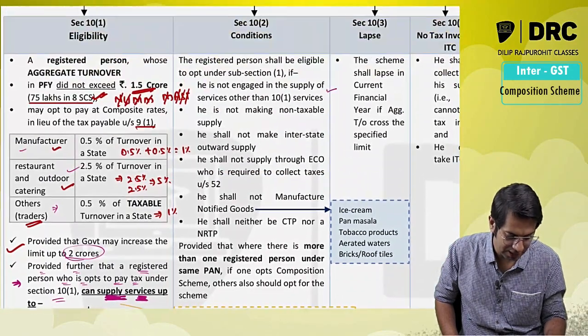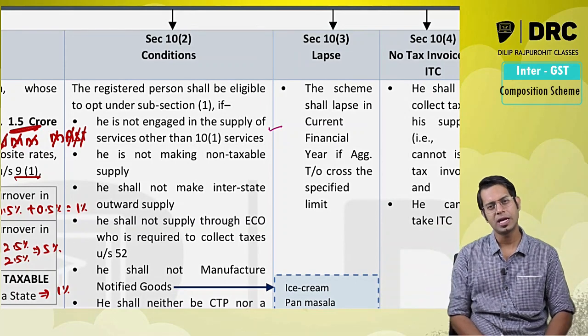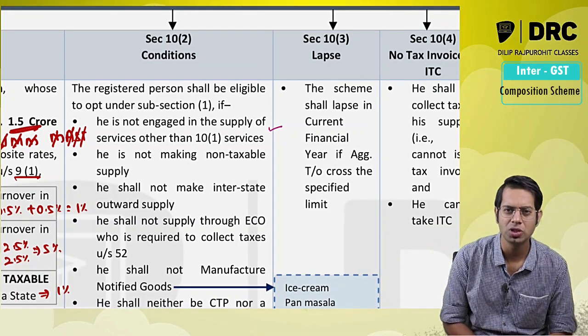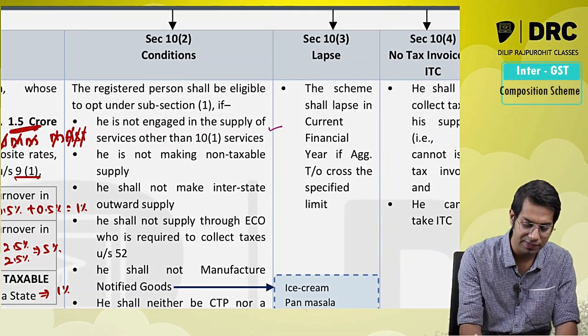Okay, so this is with respect to eligibility. Once you are eligible to become a composition dealer, you will have to satisfy some conditions. If you want to be a composition dealer, you will have to satisfy the conditions. What are the conditions which are required to be satisfied by me, sir?